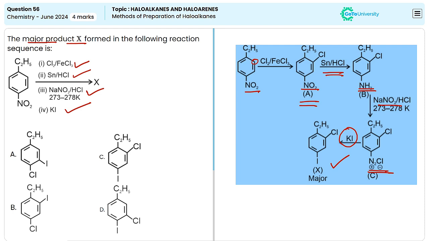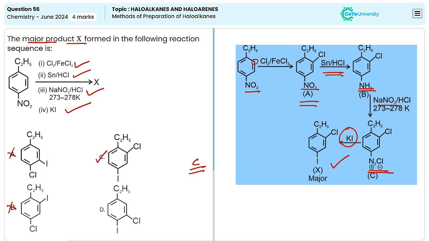Now let's come to the options given here. In the first product we can see the iodine is not present at the para position. So this is the wrong answer. And the second one is also wrong because the iodine is present at the second position and chlorine is at the para position. The third product is the correct product that is obtained in the reaction.